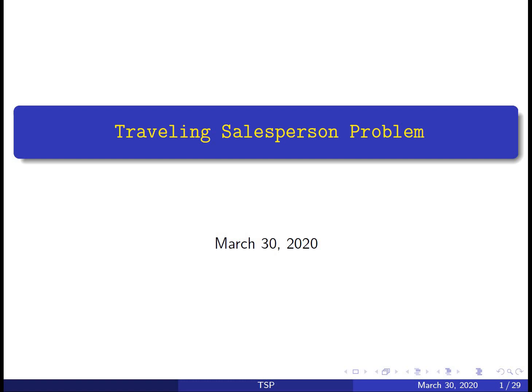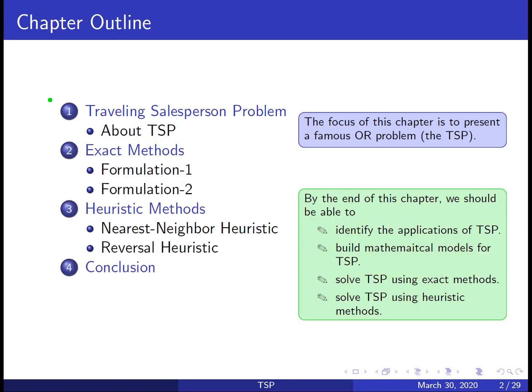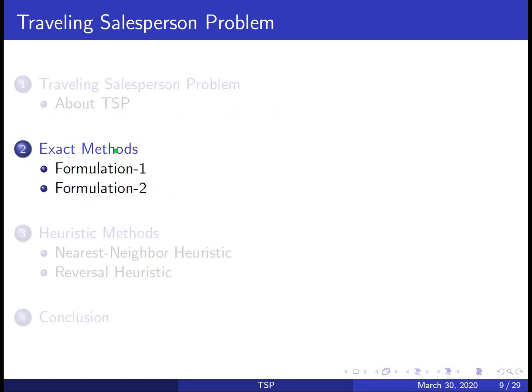Hello guys, in this video we are going to continue on the traveling salesperson problem. These are the topics of this chapter, and in this video we are going to look at bullet number 2, which is about the exact methods to solve the traveling salesperson problem. Specifically, we are going to look at two classical mathematical models that can be used to solve the traveling salesperson problem. So let us begin with our first formulation.